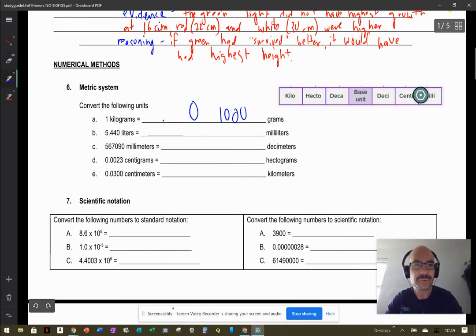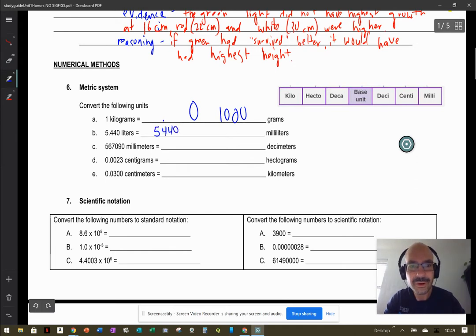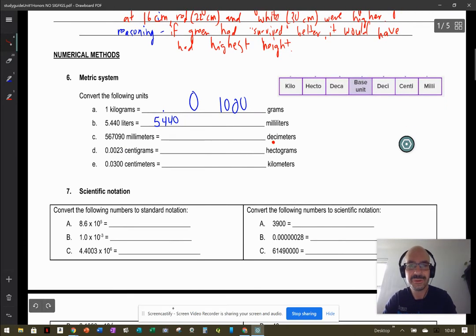Next one we're going to start with is 5.44 liters. We're going to hop to the right as well because we're starting off with our base unit, which is liters. And then we're going to hop to the right 1, 2, 3 for that. So that's going to give us 5,440 milliliters.